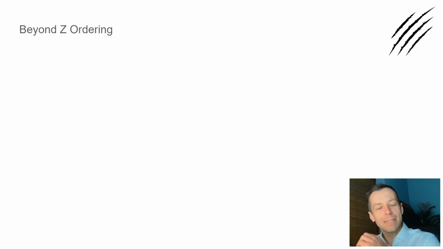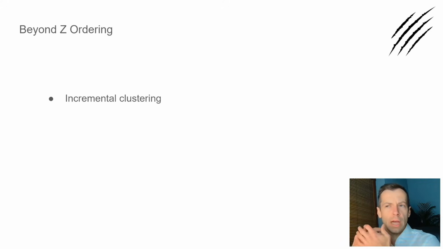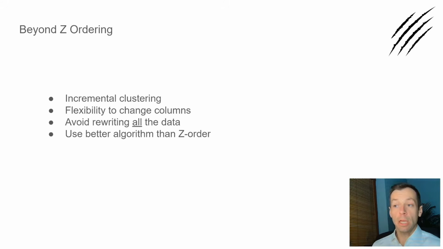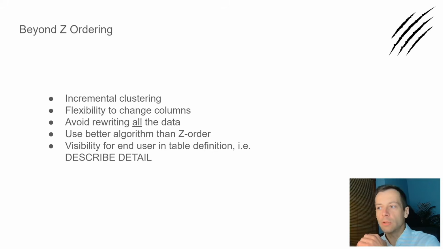Okay. So we will start the liquid clustering explanation by talking about Z order and how we can make it even greater. Well, Z order was good. We saw it, it's smart, it's really clever, but it would be great if we could have an incremental optimization, this incremental clustering. We wouldn't have to run optimize each and every time. It would be great if we had the flexibility to change the column once the table is created and avoid the need of rewriting all the data every time we change the column, so basically every time the user search pattern changes. It would be great if we could use an even smarter algorithm than Z order, if such exists, and if we could create some visibility for the end user in the table definition.